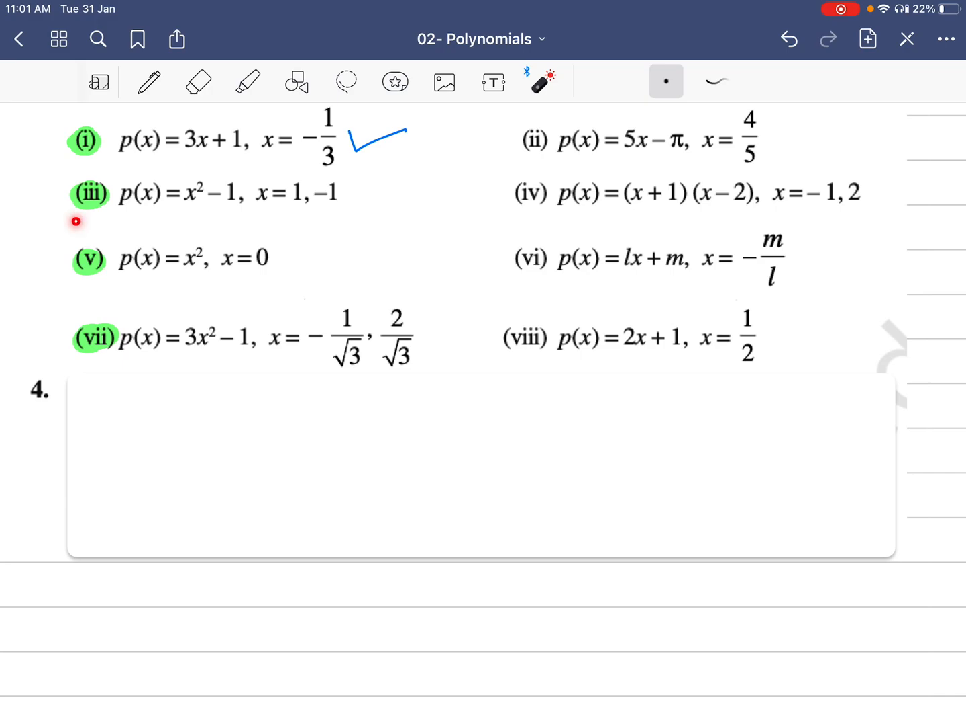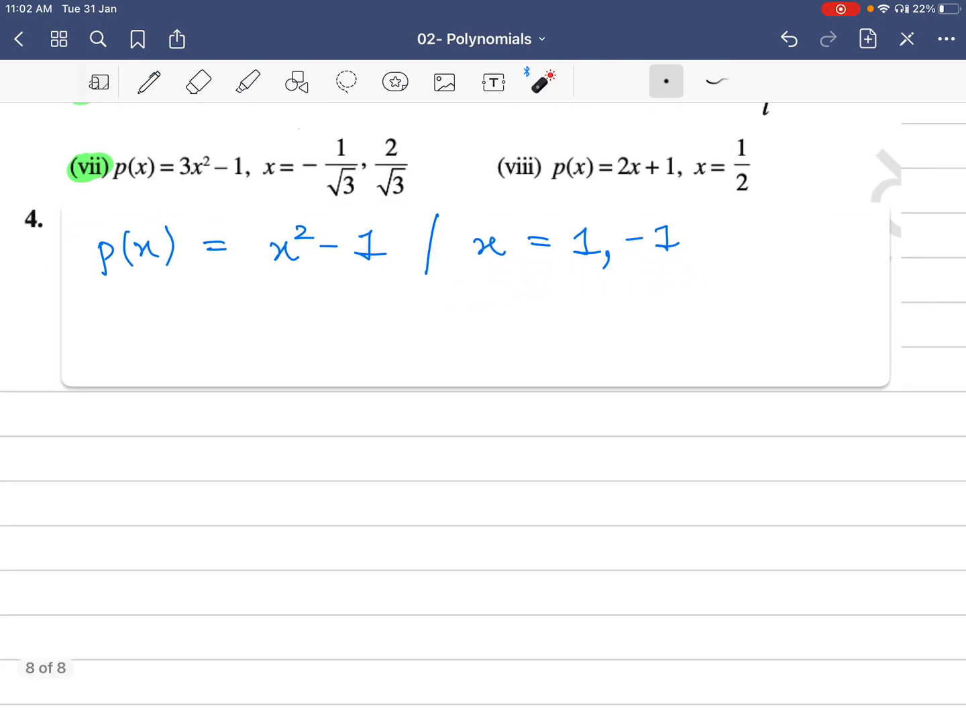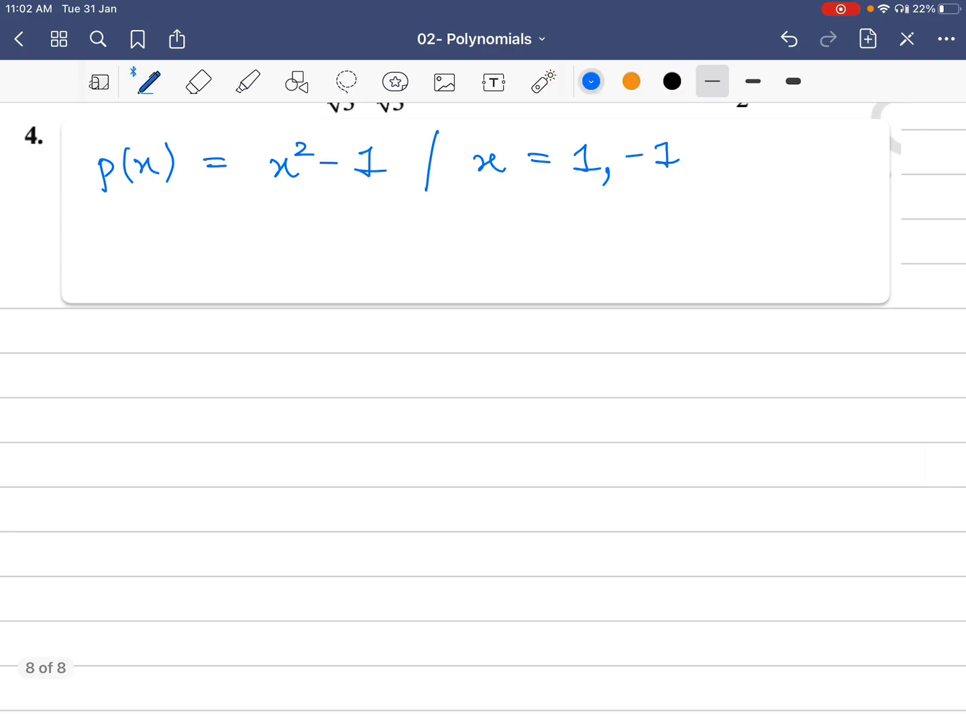Okay, so consider this third problem now. I'm going to rewrite p of x as equal to x square minus 1. Okay, and we are given x as equal to 1 and -1. We are given two values of x, and we have to check if these two values of x are zeros of the polynomial or not. So let us begin. First, we'll find p of 1. So p of 1 is equal to 1 square minus 1, that is equal to 1 minus 1, that is equal to 0. And we'll find p of -1.